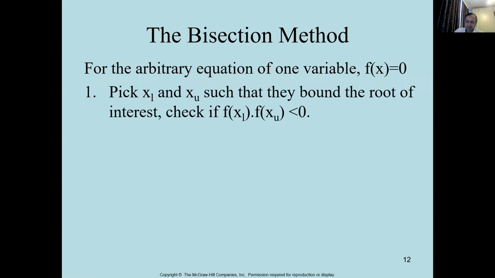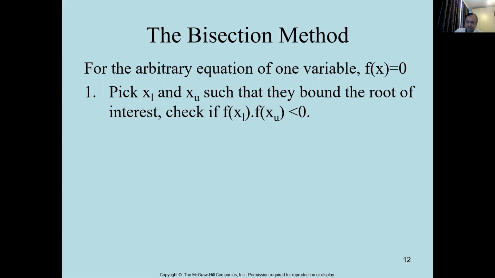Next, we determine two values of the independent variable x, xl and xu, such that the values of the function at xl and xu are of opposite sign. In other words, f of xl multiplied by f of xu will be less than 0. Less than 0 means it will be a negative number. Okay, so f of xl times f of xu will be less than 0.